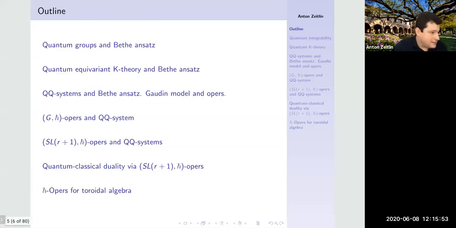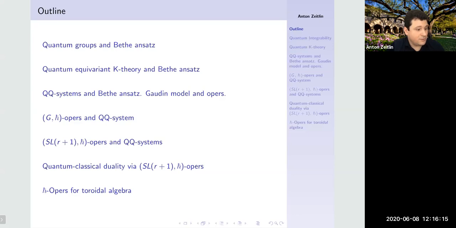So here is an outline. First I will remind you, just to bring everybody onto equal ground, how these integrable models are related to quantum groups and Bethe ansatz, very briefly. And then I will talk, again briefly, about this approach of quantum equivariant K-theory and Bethe ansatz for integrable models based on quantum groups.